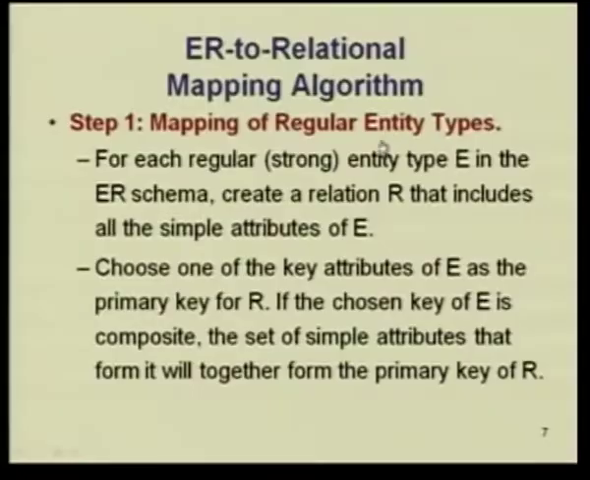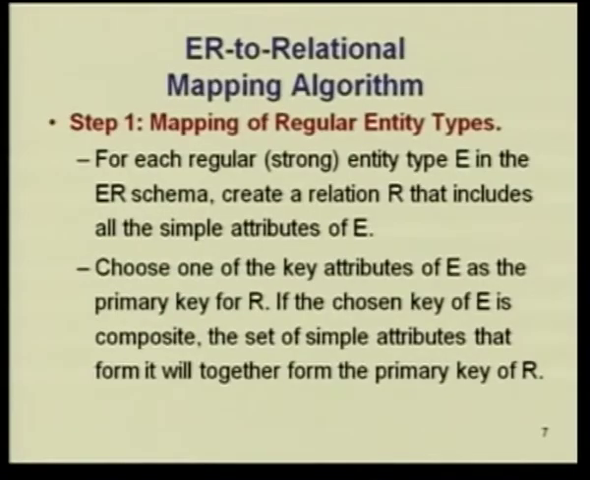Let us first look at the mapping of regular entity types of the ER model. For each regular, what we mean by regular here is a strong entity type E in the ER schema, we have to create a relation R that includes all the attributes associated with that particular entity E. And one of the key attributes of E, which is the primary key which we have designed, has to be put as the primary key of R. And if the chosen key of E is composite, then the set of simple attributes that form the composite attribute has to be made into the primary key of R. So, that is the first step.